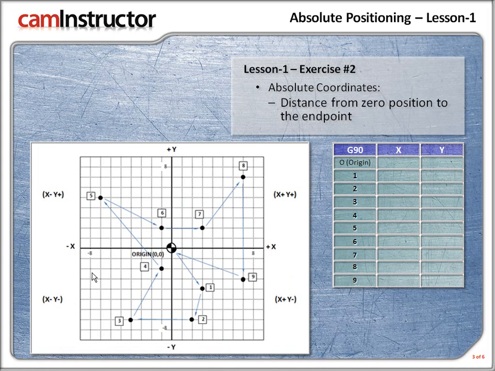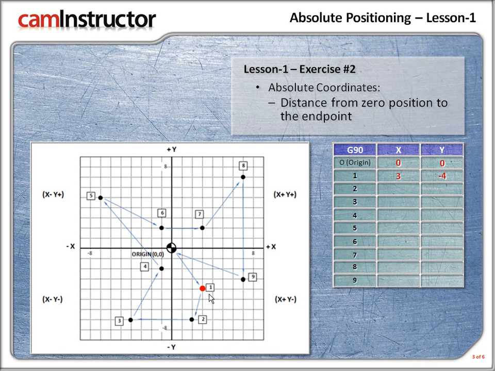Now absolute coordinates are measured from the 0 position. The origin x0, y0 is located at the center of the grid. So our origin is x0, y0. Now for position 1, we're 1, 2, 3 squares along the x-axis and 1, 2, 3, 4 below the y-axis. So for position 1, x is positive 3 and y is minus 4.